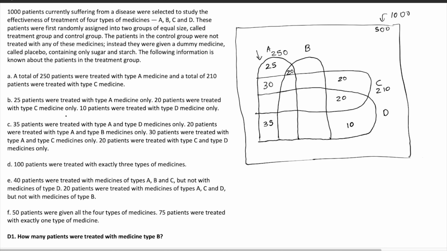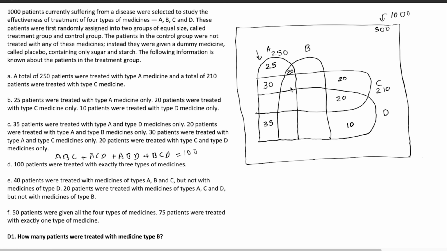100 patients were treated with exactly 3 types of medicines. For example, A, B, C. All the people who have been treated with A, B, C are included in the group. But it is not over. You have to add all the different medicine combinations. The next possibility could be A, C, D, then A, B, D. The next possibility is B, C, D. So these are the 4 possibilities, and this is equal to 100.